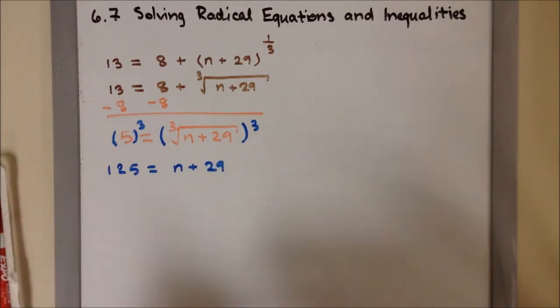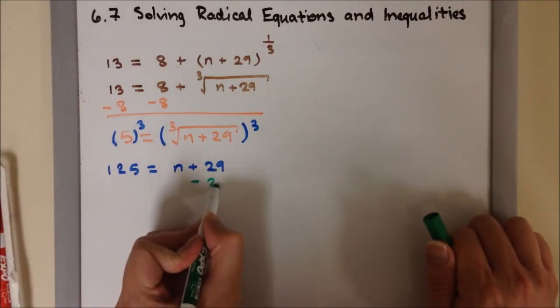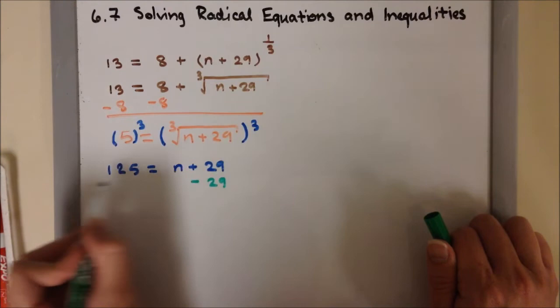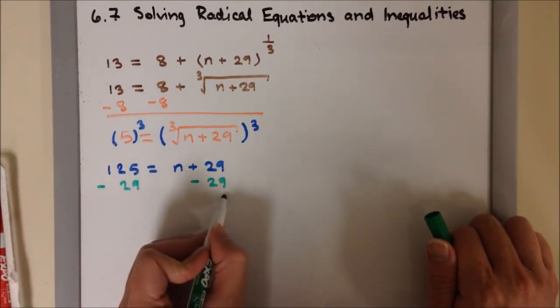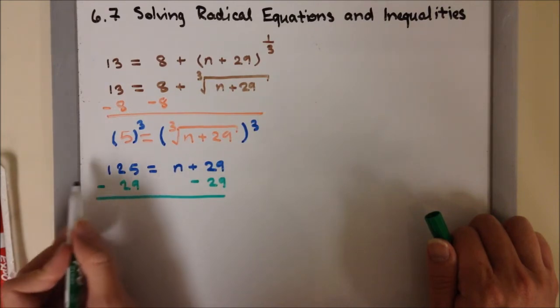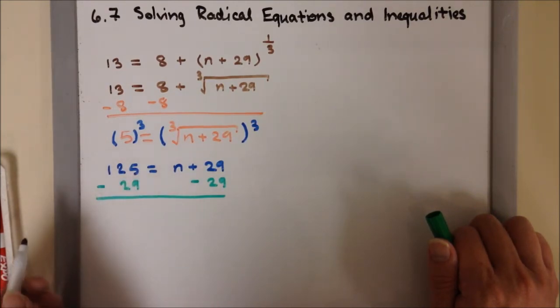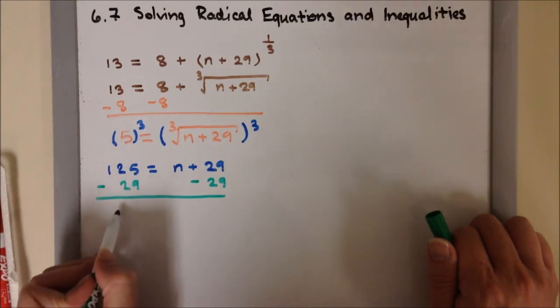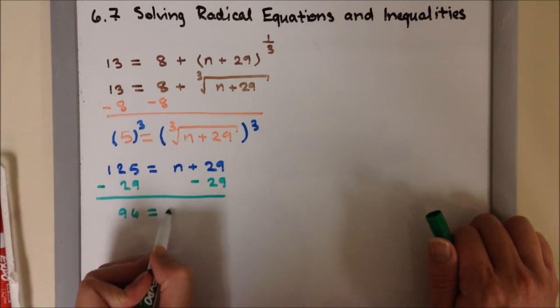Now it's just like an equation. We're just going to solve for n. To get n by itself, I'm going to cancel out the 29 on the right side, and then I'm going to do the same thing, so I'll subtract 29 on the left side. On the left side, 125 minus 29 is going to be 96, equal to n.